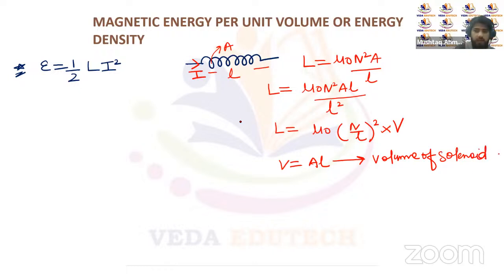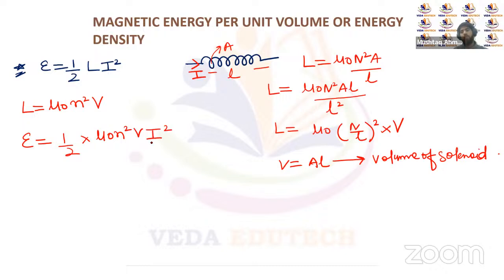So we can write it here. n upon l is the number of turns per unit length. So our L will be mu naught n square multiplied by V. Now replacing this value of L, the coefficient of self-inductance, in this equation, the energy is half mu naught n square V multiplied by I square.